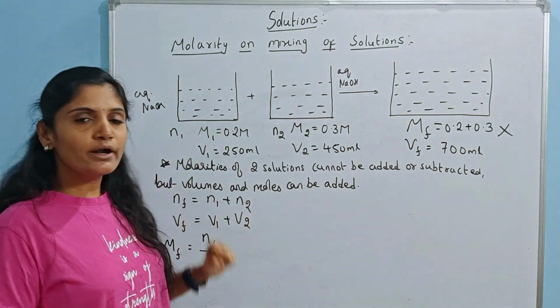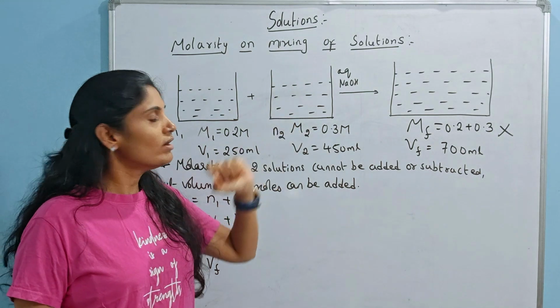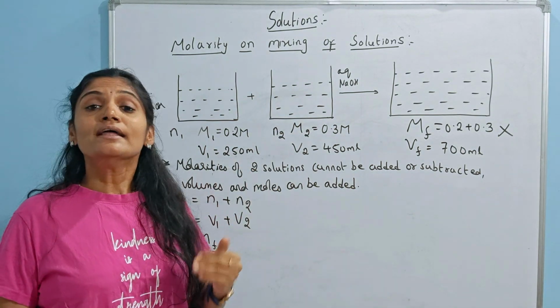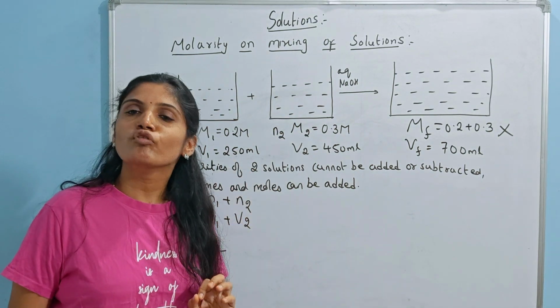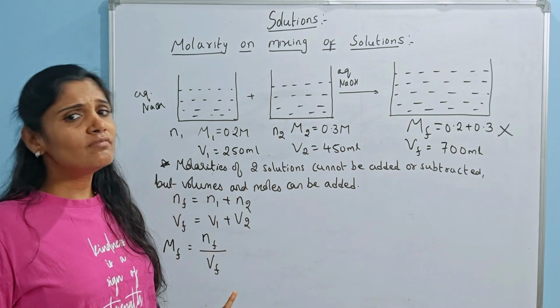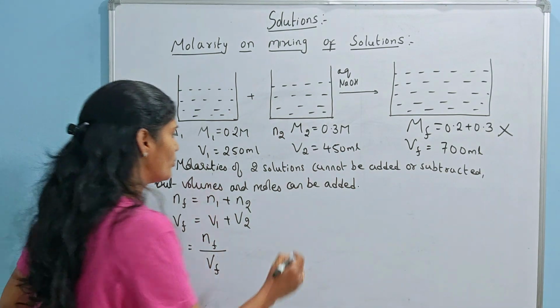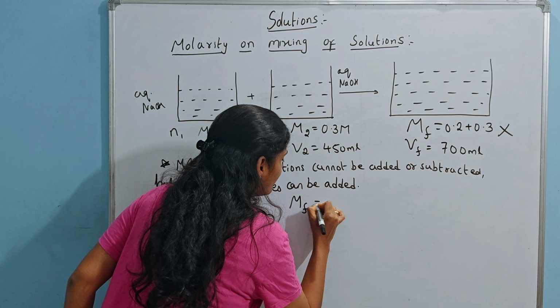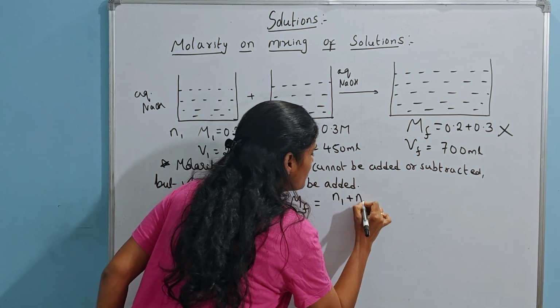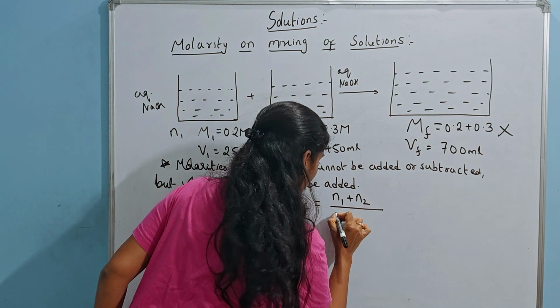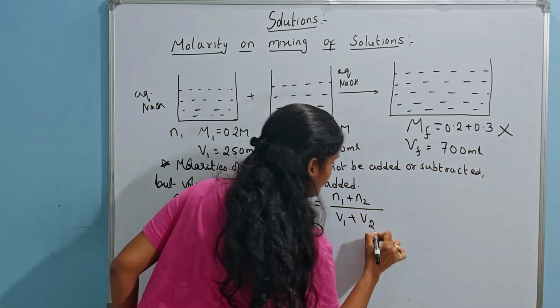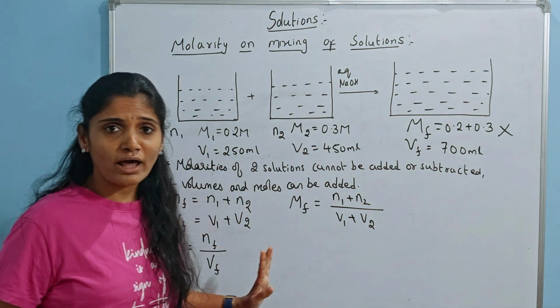Now, in the question you have been given the molarity of this solution, you have been given the molarity of the other solution, but they didn't give you the number of moles. If they have given it, you can directly add it, it's not a problem. For example, final molarity is equal to N1 plus N2 divided by V1 plus V2. This is how I can get my final molarity.